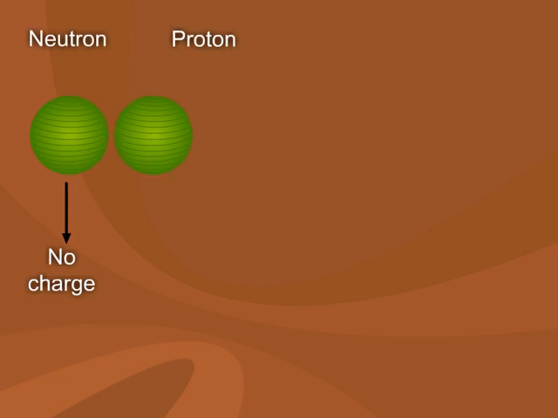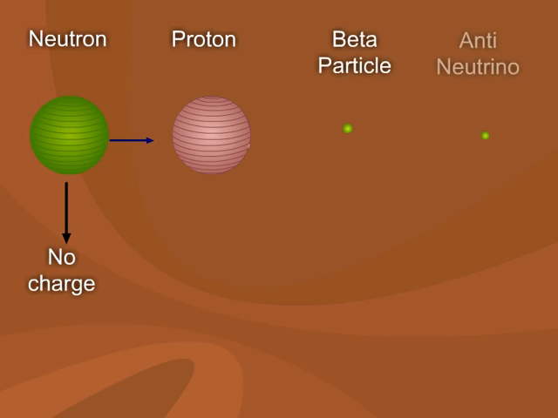Conversion of a neutron into a proton takes place in high energy particle physics. Here, when a neutron converts into a proton, it emits a beta particle and an antineutrino.